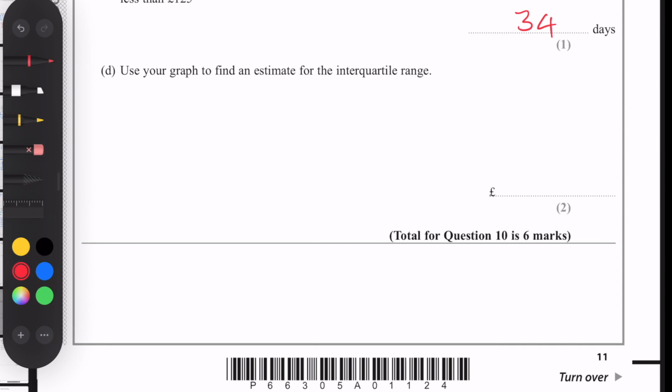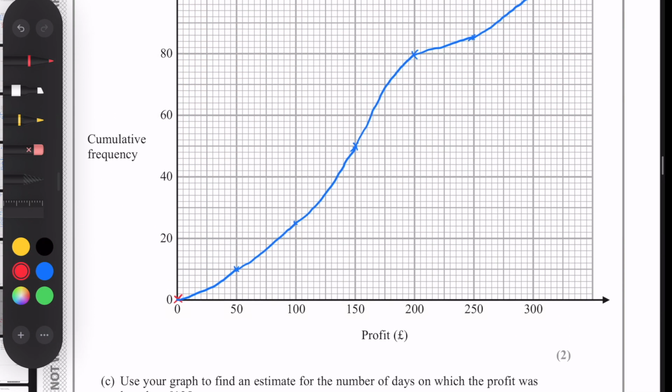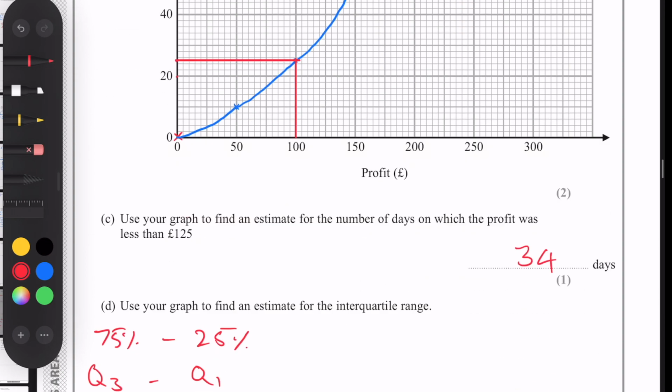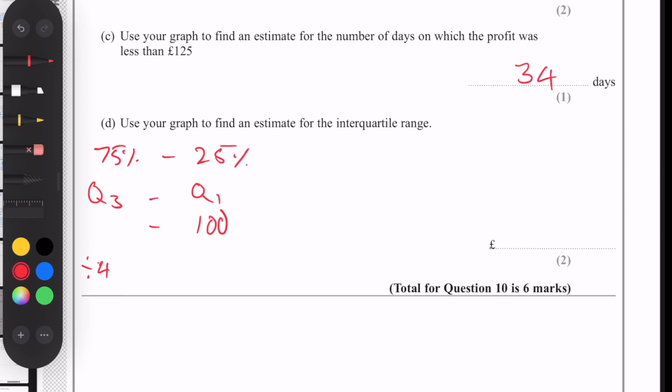Part D, use your graph to estimate the interquartile range. Now the interquartile range is the 75% mark minus the 25% mark. Sometimes we call it Q3 minus Q1, like this. To find your 25% mark, you divide by 4, and there's 100 people in total, so we'll do 100 divided by 4, which will give you the 25th person. So there's 20 and 25 is about here. So you go across like this and down. So that's about 100.